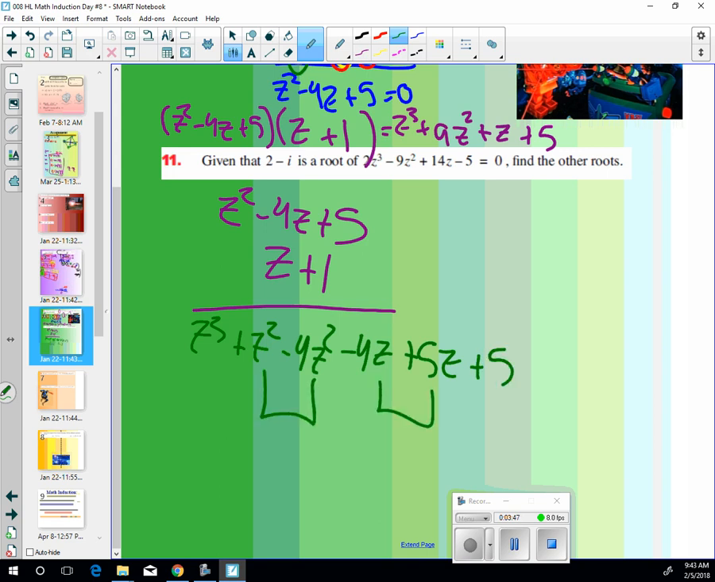Does that make sense? So you FOIL those out. The 11 should work out just as nicely.